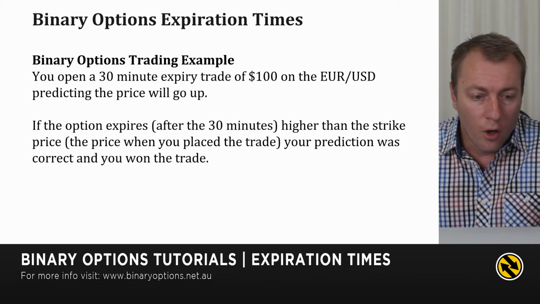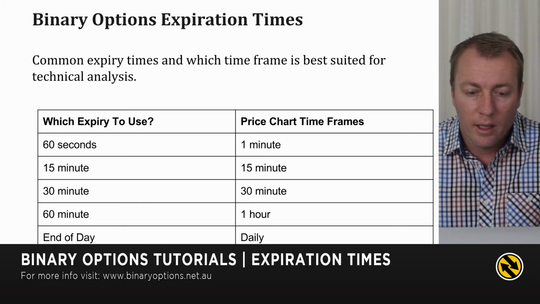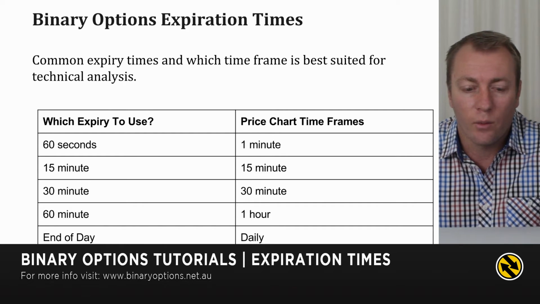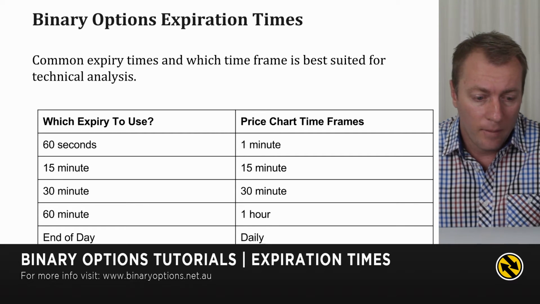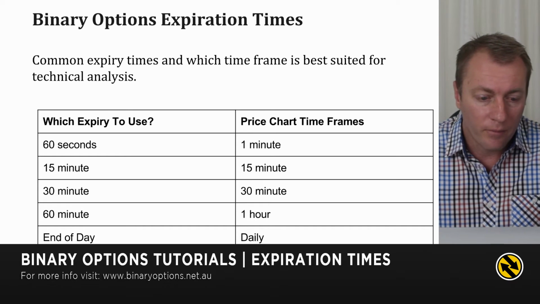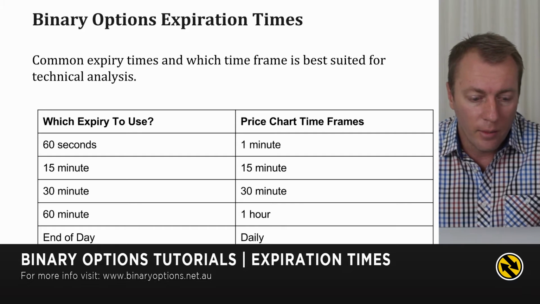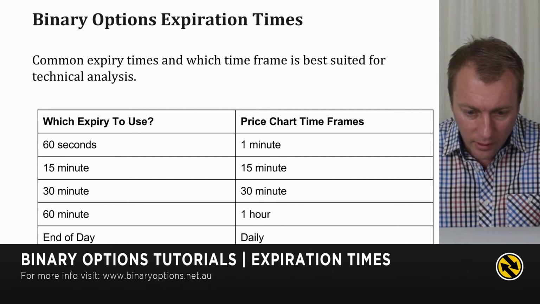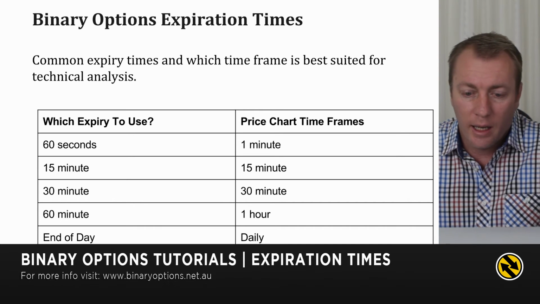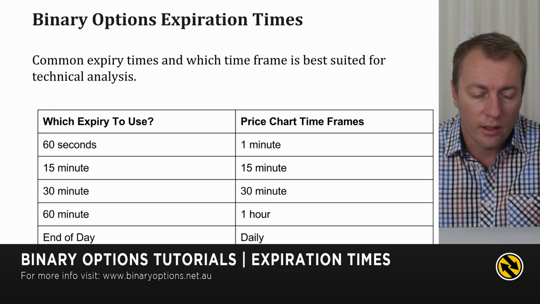So here are some common expiry times and time frames which are best suited when getting into technical analysis, which we'll cover in further tutorials. There are probably about 5 popular expiries to choose from, being 60 seconds, 15 minute, 30 minute, 60 minute, and end of day. And here I've done a correlation of which chart timeframes you should be analyzing when trading on those expiry times.